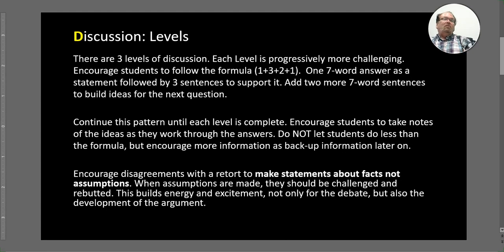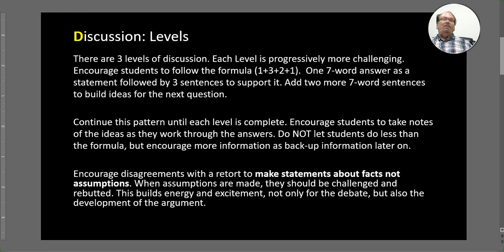Students, you should follow this idea when you're talking. And I encourage teachers, if you are a teacher, that you make students do this. It's very important because it's not about one sentence, it's about full ideas, and in the debate you want to have that structure. So the formula is 1 plus 3 plus 2 plus 1. And what does that mean?